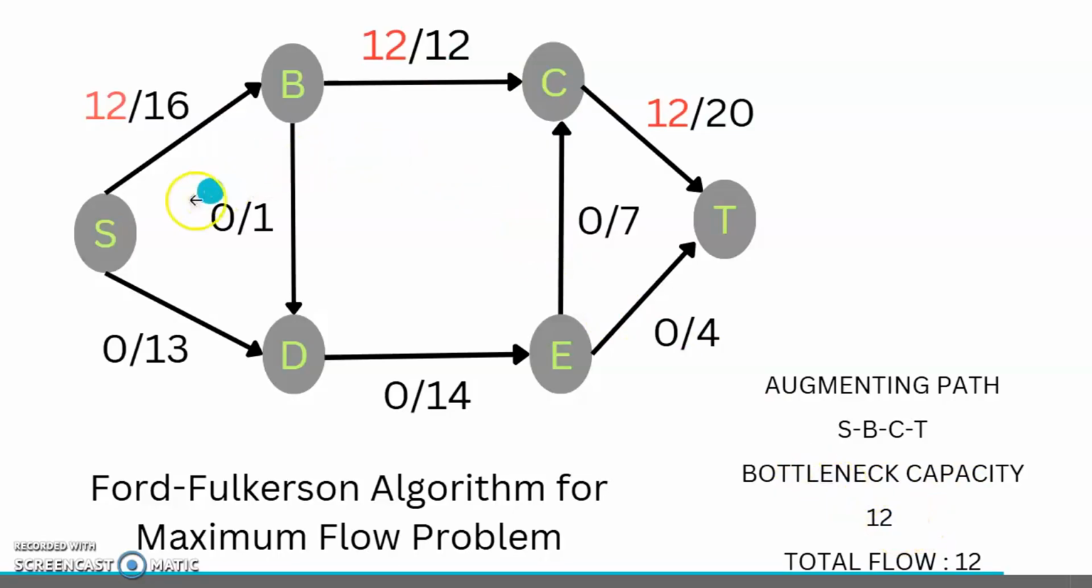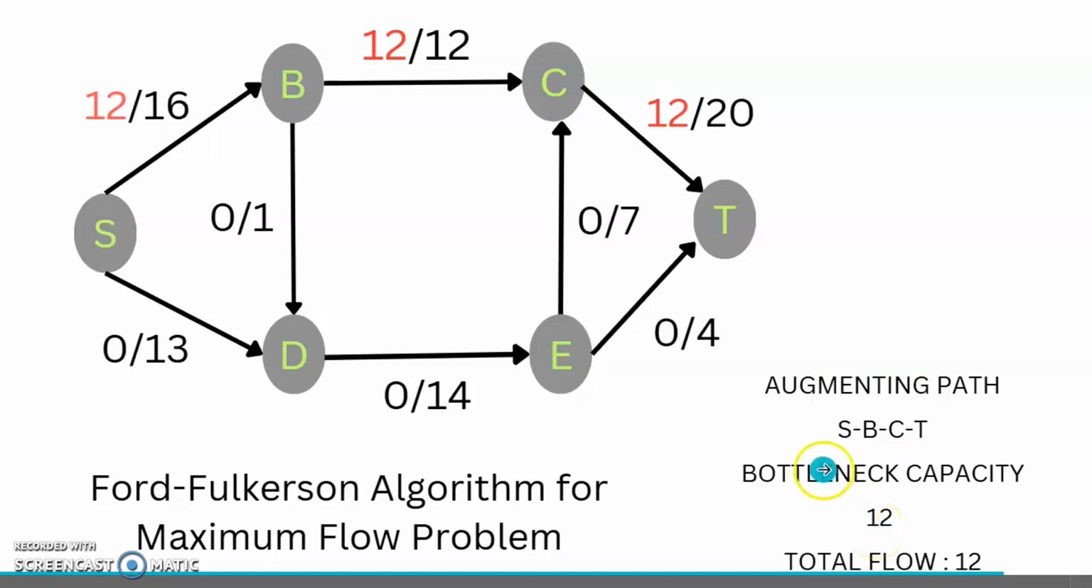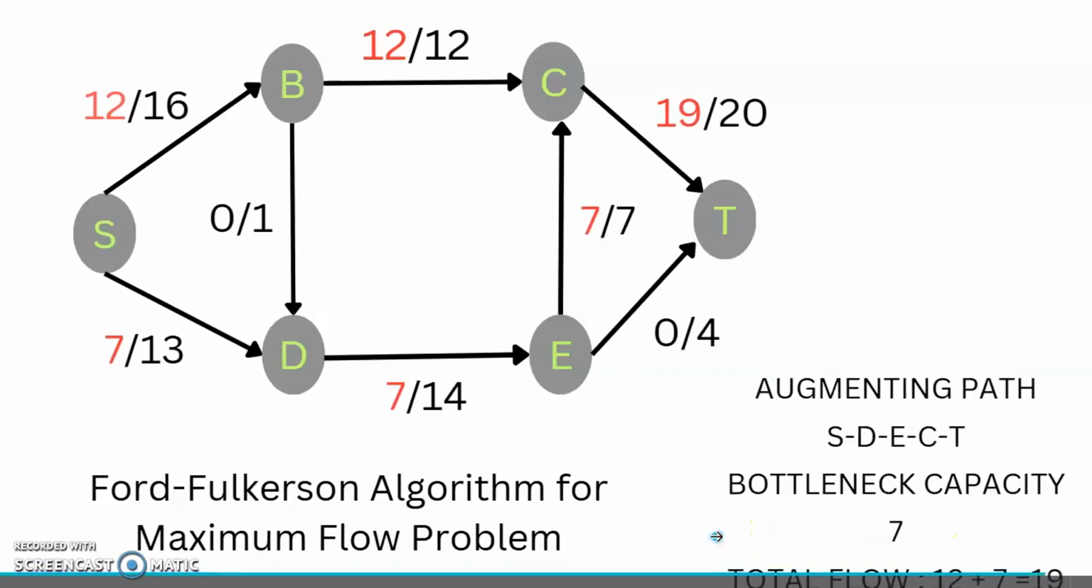That means even though S to B can carry 16 liters and C to T can carry 20, because of this B to C, I am able to pass only 12 between S and T via B and C. That is why we call it the bottleneck capacity, 12. So through the augmenting path S, B, C, T, the flow of 12 will take place. That is why total flow is equal to 12. So what is next? Next, I should see if there is any other path from S to T, that is, source to sink.